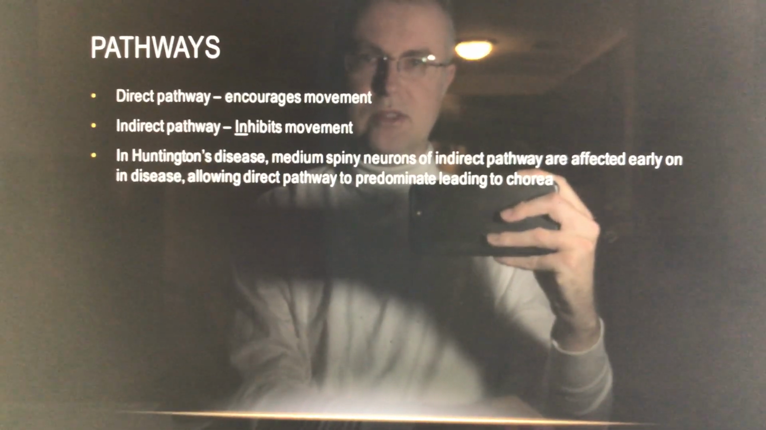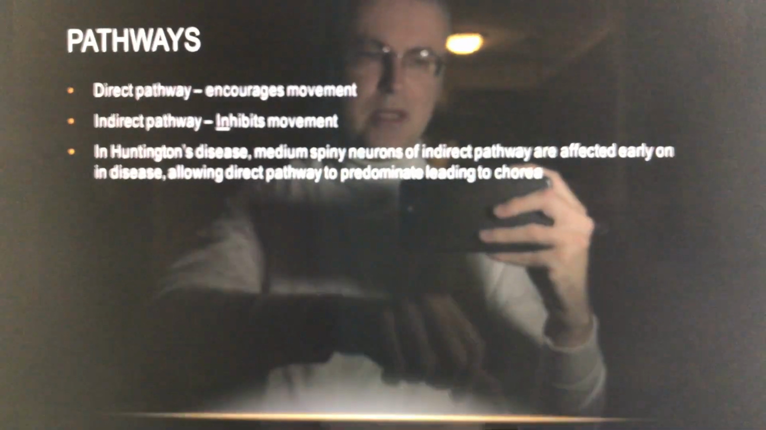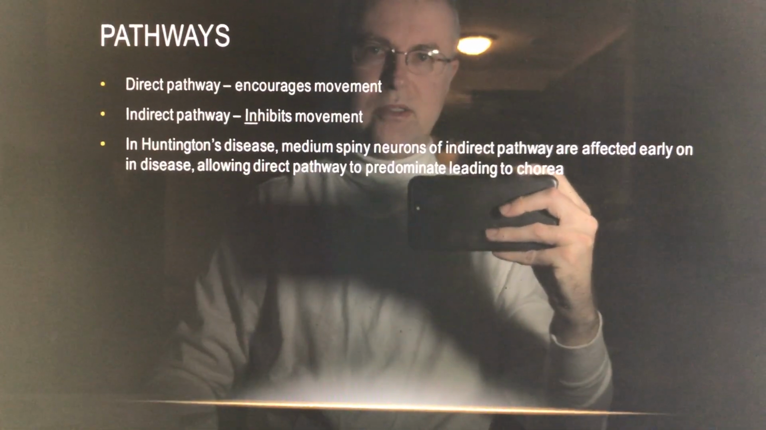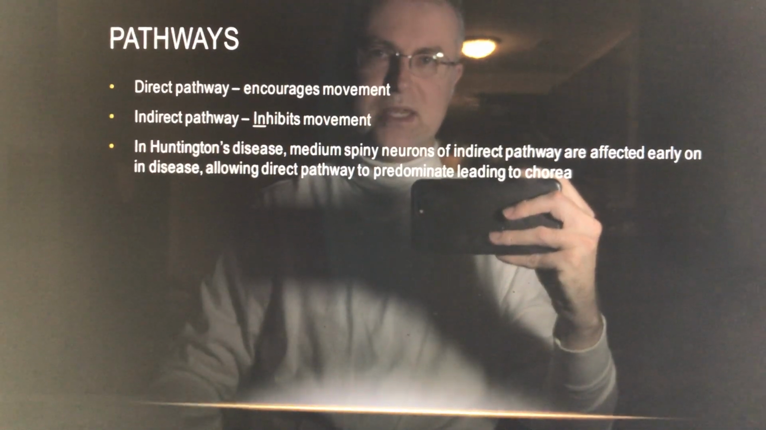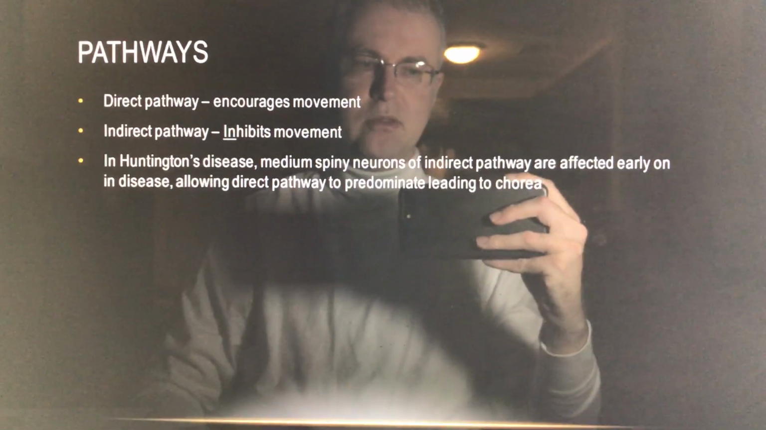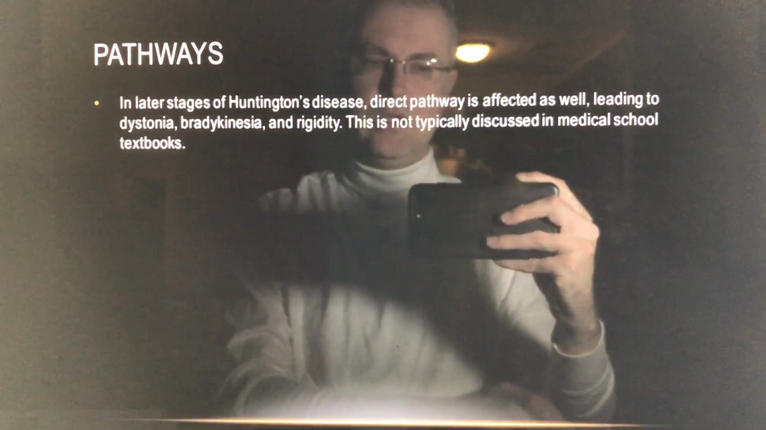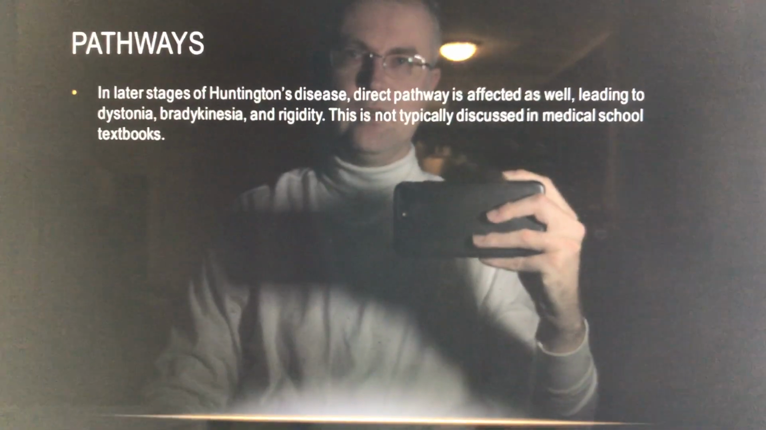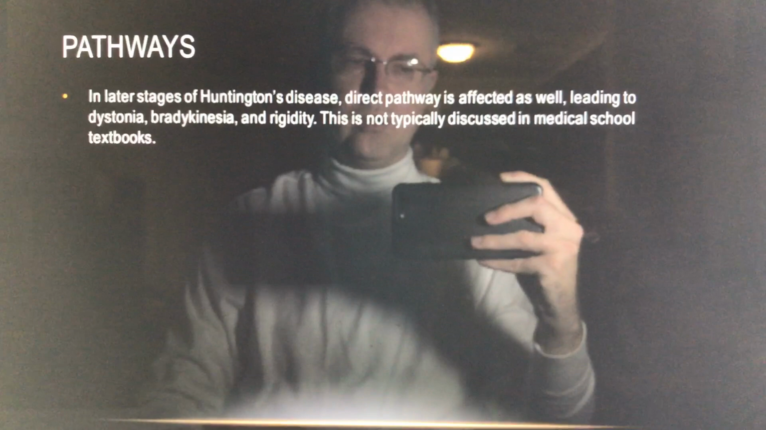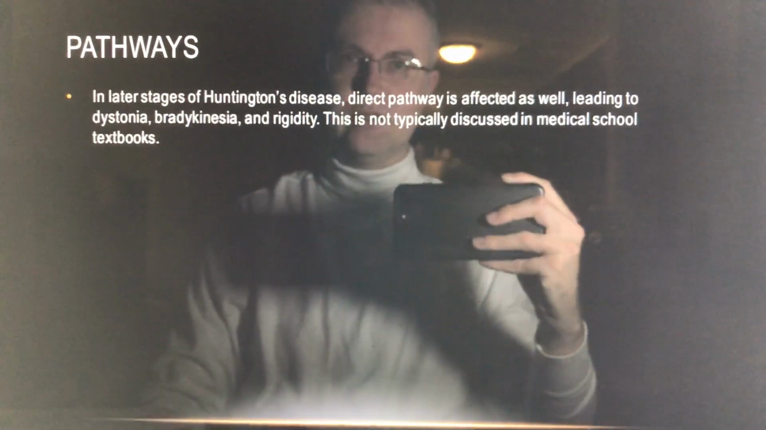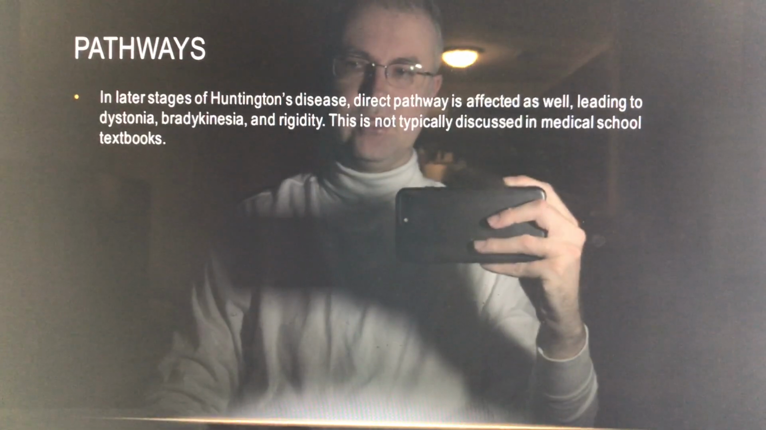In Huntington's disease, you have the medium spiny neurons of the indirect pathway being affected early on in the disease, allowing the direct pathway to predominate, and as that encourages movement, you develop chorea. In later stages of the disease, there is actually a Parkinsonian-looking clinical picture where the direct pathway is affected as well, and that leads to dystonia, bradykinesia, and rigidity.